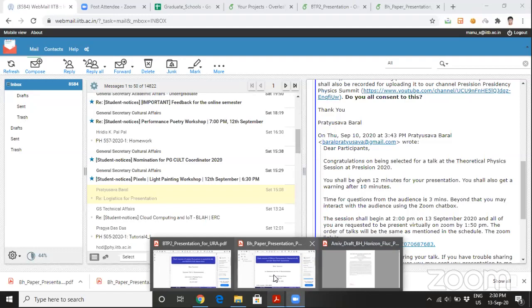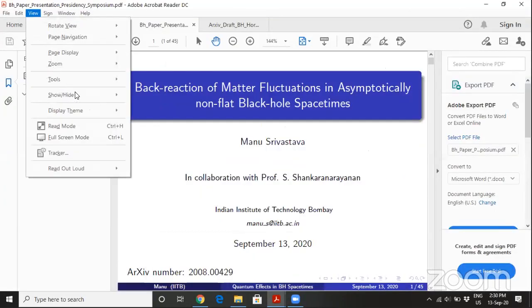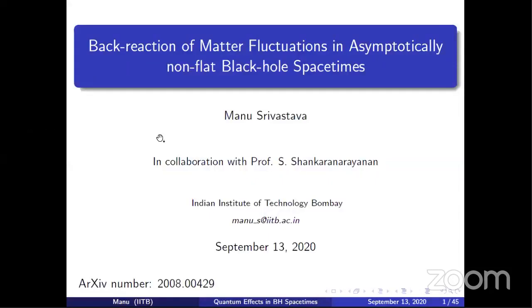Okay, am I audible? Okay, so thank you for the introduction. My talk is going to be about quantum effects in black holes. I worked with Professor Shankaran at IIT Bombay on a paper titled Back Reaction of Matter Fluctuations in Asymptotically Non-Flat Black Hole Spacetimes. And this talk is going to be about our work in that paper.